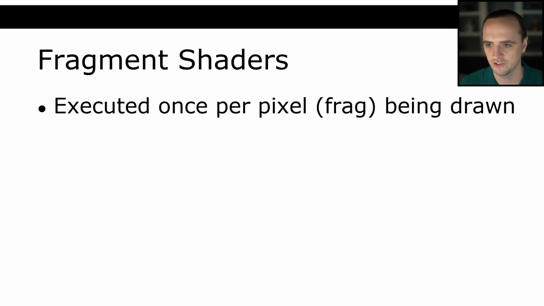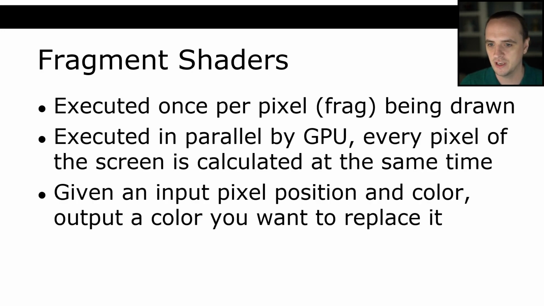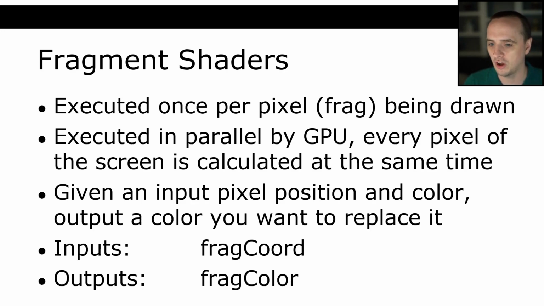So fragment shaders are executed once per pixel, or frag, being drawn. They're executed in parallel by the GPU, and every pixel of the screen is being calculated in parallel at the same time. And so, given an input pixel position and color, essentially, the fragment shader is going to be outputting the color that you want to replace it. And so the inputs are going to be this fragment coordinate, so the pixel coordinate, and the output is going to be the color that you want that pixel to be displayed on the screen.